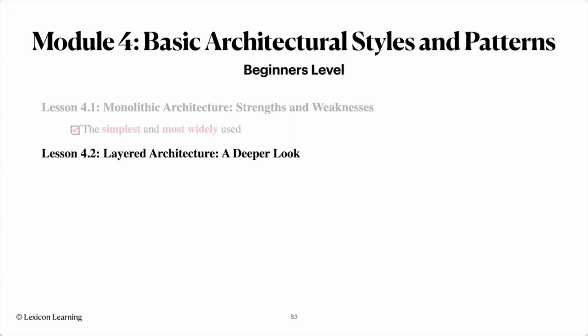Lesson 2, layered architecture. A layered architecture, also known as n-tier architecture, organizes a software system into distinct layers, each with specific responsibilities.